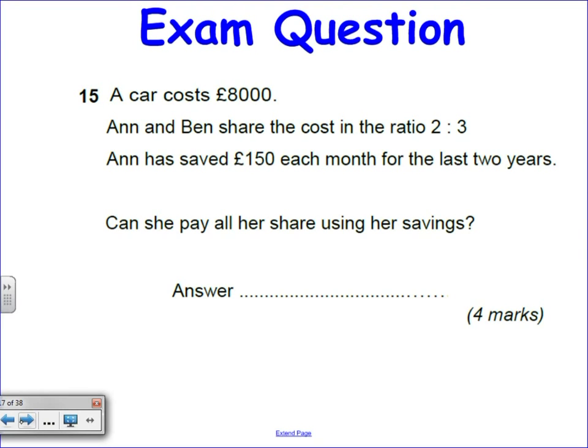So the first thing I want you to do is work out how much she needs to pay for her part of the car. The second thing is to do with what we did in week 1, where you have to work out how much she's going to save in 2 years. Okay?